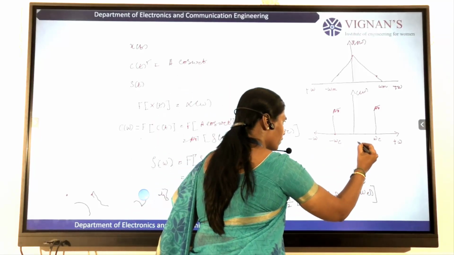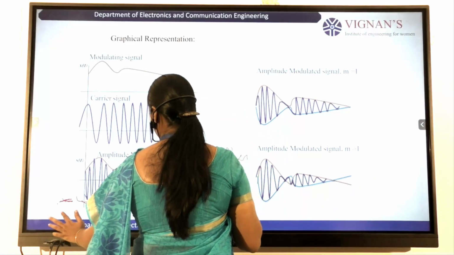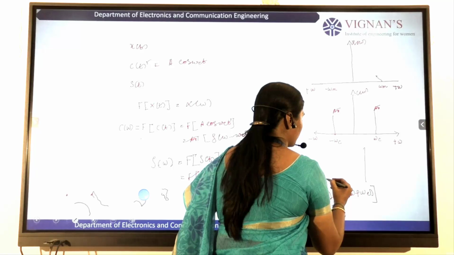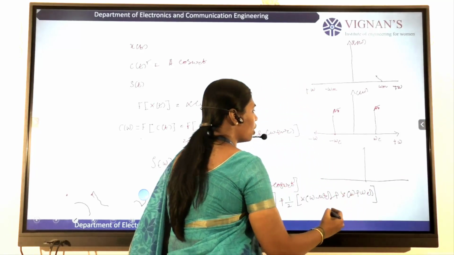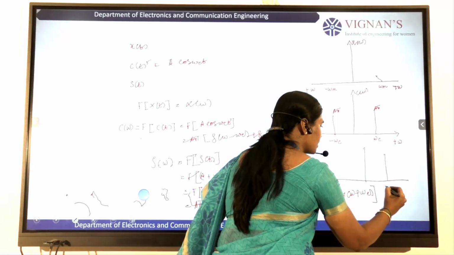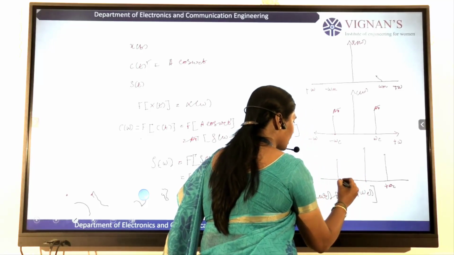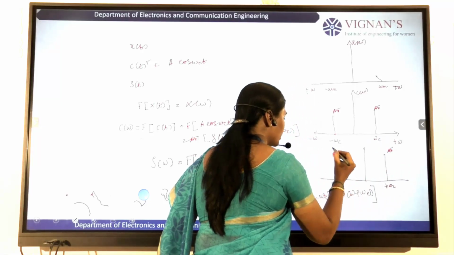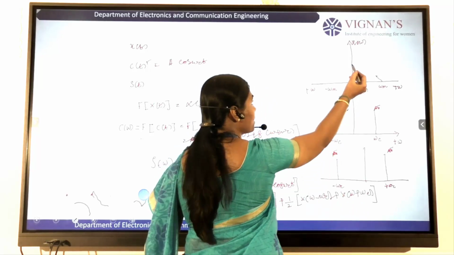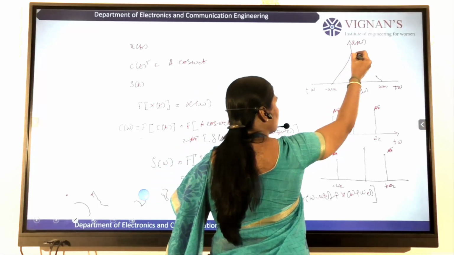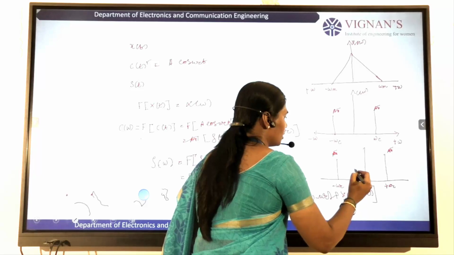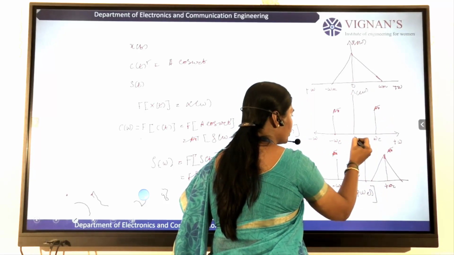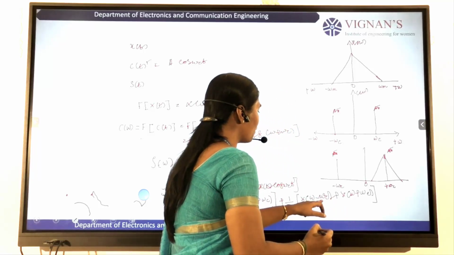So now, these shifted versions we can draw. First we'll draw the carrier signal. One is at plus omega c and another one is at minus omega c, with the amplitudes of A pi. And then with respect to this plus omega c and minus omega c, our message signal spectrum is shifted. So this is shifted to plus omega c in order to produce X of omega minus omega c.